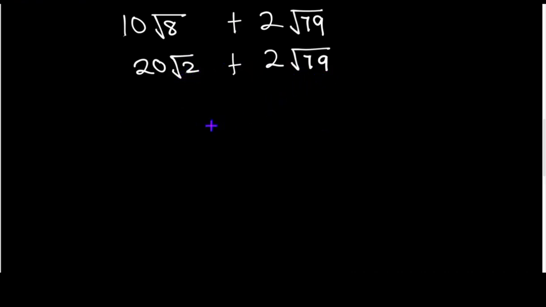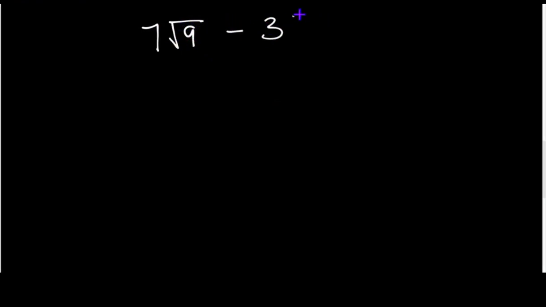They aren't the same. So we can't say 20 square root 2 plus 2 square root 79 is 22 square root 2 or 22 square root 79. We just can't say. So that is why in addition and subtraction of surds, we have to make sure the radicals, that is, the roots, are the same.